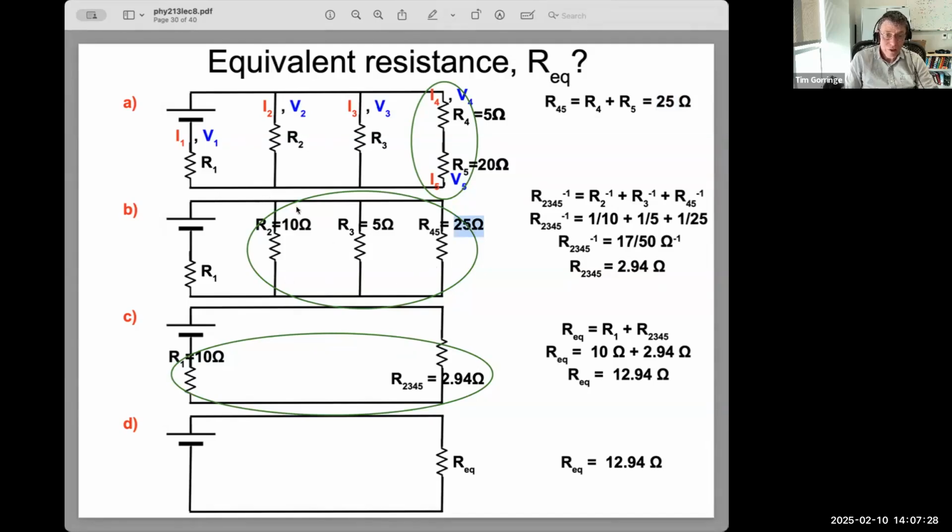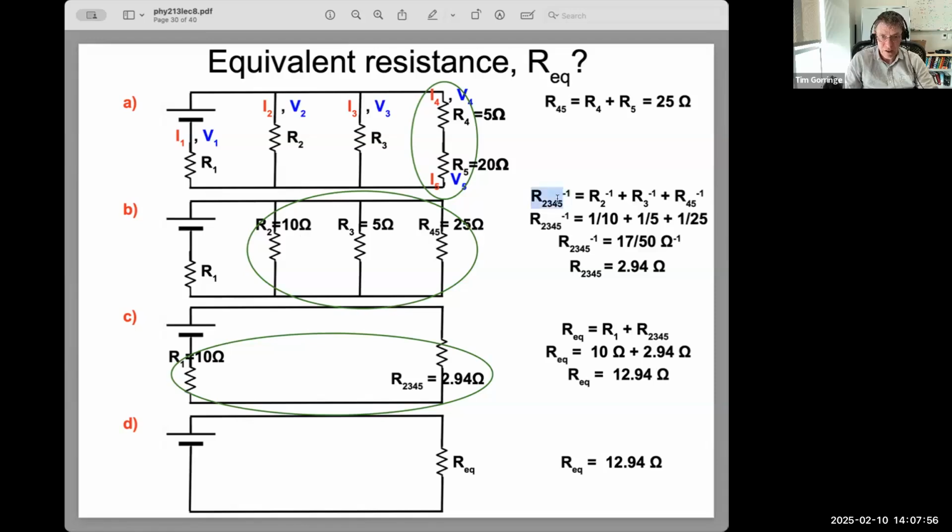This portion of the circuit in this green ellipse has R2, R3, and R45 all connected in parallel. All of the top terminals of those 3 resistors are connected together by wires. All of their bottom terminals are connected together by wires. So they are indeed in parallel. The same voltage across each of them. That's what parallel means. And I can combine them by the rules of combining parallel resistors.